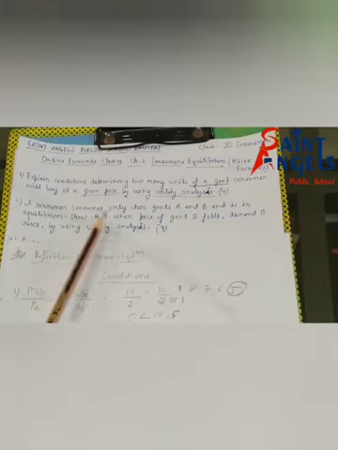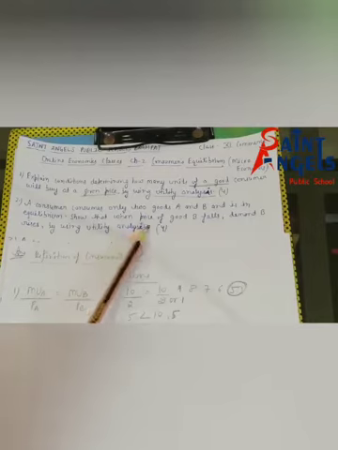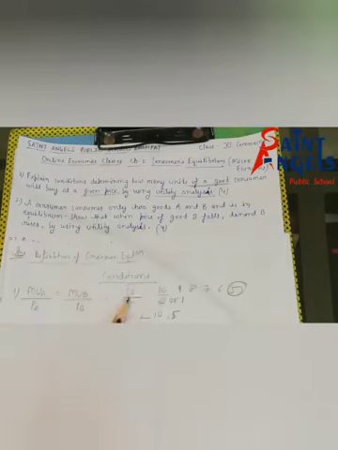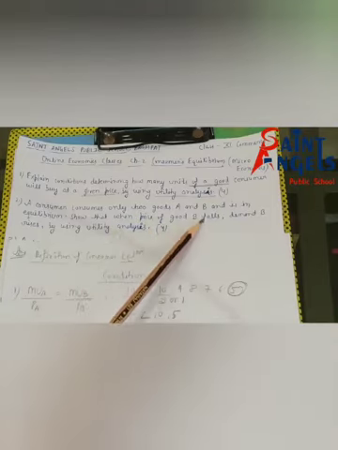After this, you will follow the instruction of the question. The instruction of the question is, when price of good B falls, you will assume any value, and according to this you will follow this assumption. See, price of good B falls.